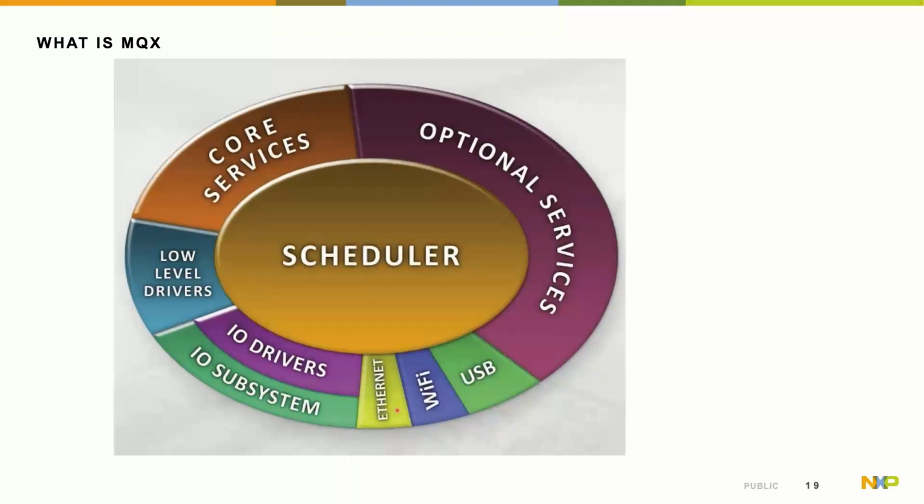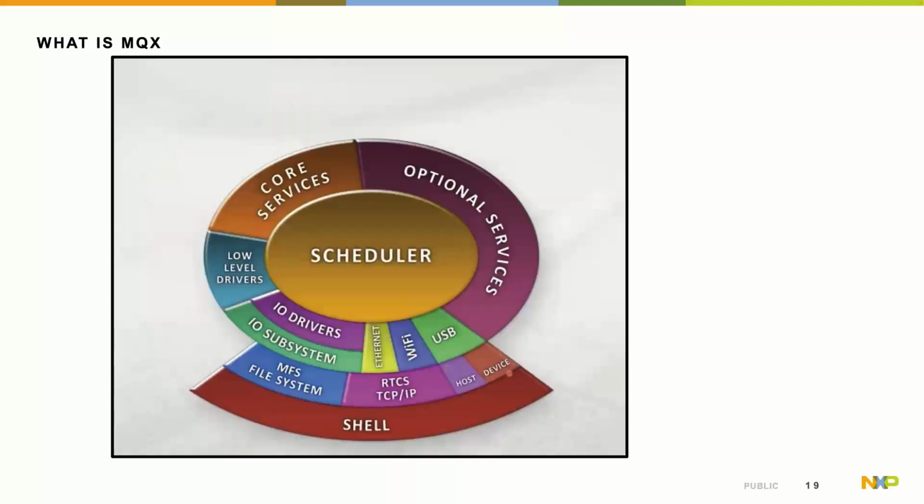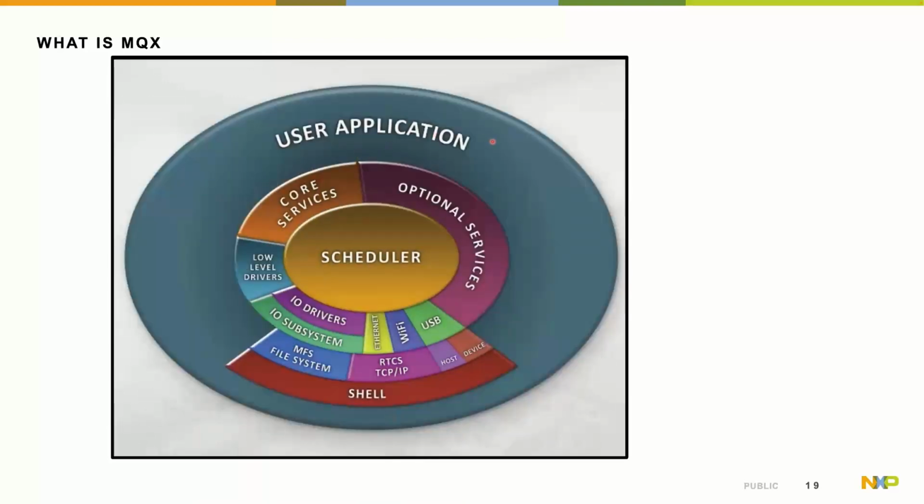It also includes the Ethernet interface, Wi-Fi, USB, and on top of that are host and device class drivers for USB, RTCS, which is our full TCP/IP stack, and MFS, which is a FAT32 file system. There's the shell, which is a command line interface. And outside all of this would be your user application. And we draw it this way because you can access all the different key components of MQX directly from the application code. You don't have to go through different layers.